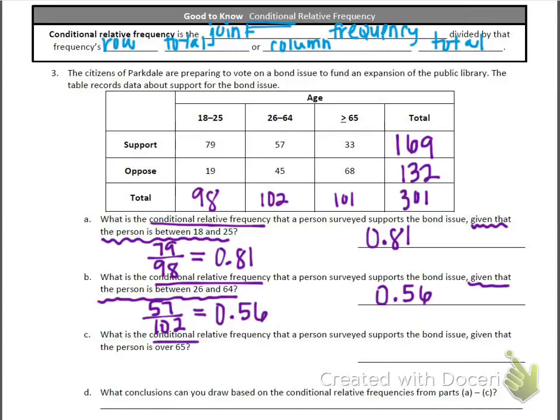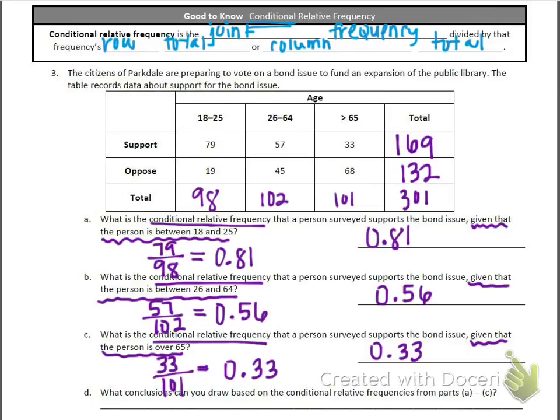Okay, and then the last one, conditional relative frequency that a person surveyed supports the bond issue given the person is over 65. So what's going to be your denominator in that one? 101. And how many over 65-year-olds support the bond issue? 33, which comes out to... What does it come out to? 0.33? Yes. Okay, 0.33.